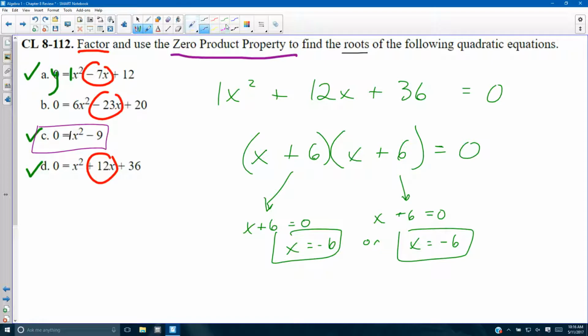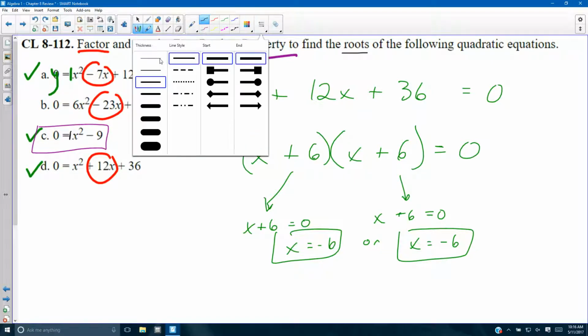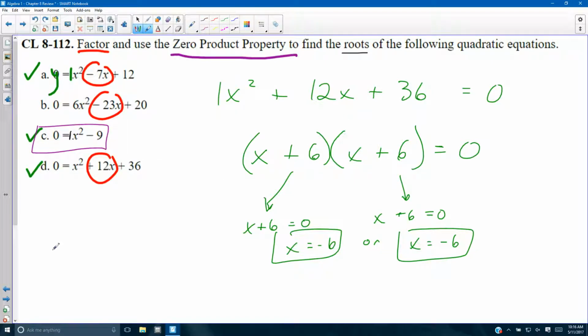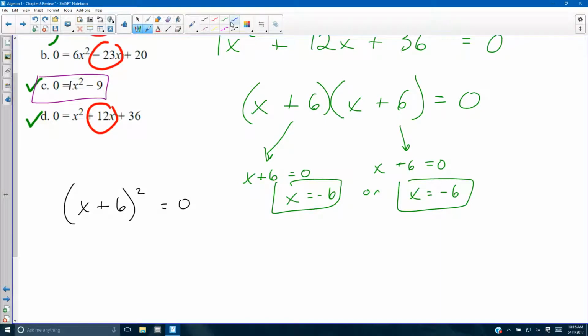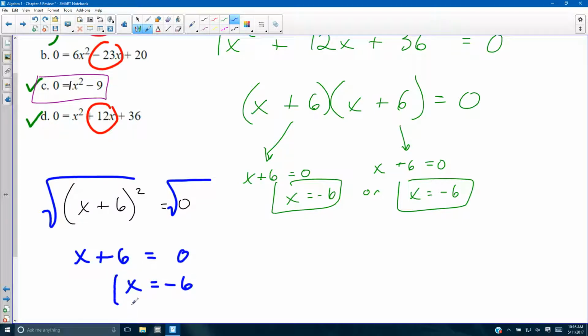Another way you could do this, just like I did the last problem, is we could consolidate this. We could write it as x plus 6, quantity squared, equal to 0. How do you solve for x here? Just like the last problem. Take the square root of both sides. So x plus 6, the square root of 0, guys, is 0. It's not plus or minus 0, because 0 is neither positive nor negative. You subtract 6, you get x equals negative 6. So that's another way of solving the problem, but of course they said use zero product property.